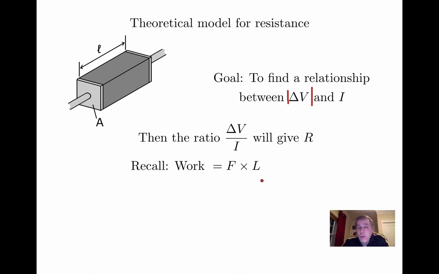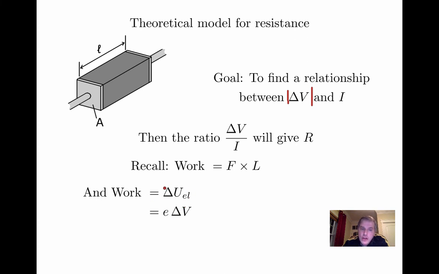Now recall that work is just a change of energy. So the work is the change of electric potential energy in our case. So work is equal to delta U electric. Again, work equals force times the distance for straight line motion, and work is equal to a change of potential energy. Those are concepts from mechanics.